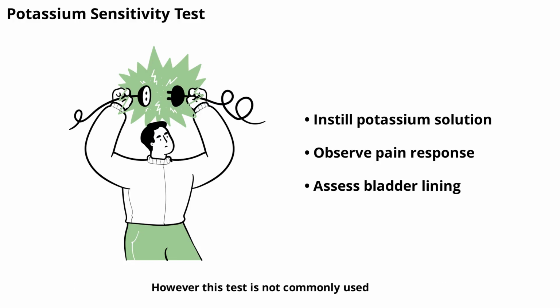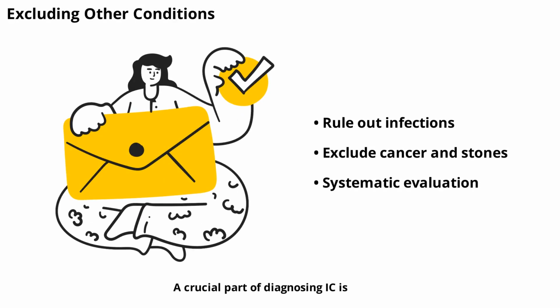However, this test is not commonly used due to discomfort and limited specificity, but it may be considered in complex cases. A crucial part of diagnosing IC is ruling out other conditions with similar symptoms. These include urinary tract infections, bladder cancer, kidney stones, sexually transmitted infections, and gynecological disorders. The doctor uses a combination of history, physical exam, lab tests, and imaging to systematically exclude these possibilities, ensuring the diagnosis is as accurate as possible.